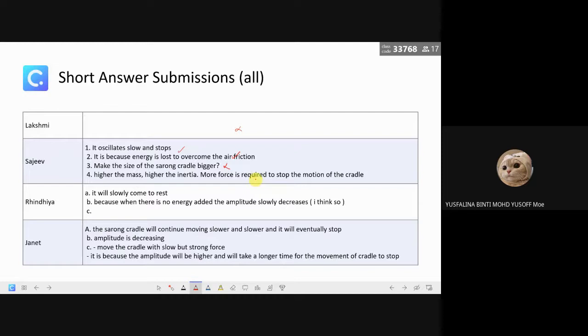More force required. Okay, it will slowly come to rest. You didn't mention the amplitude. Because there is no energy added, the amplitude slowly decreases. Okay, a strong cradle will continue moving slower and slower. Like I said, you must mention the word amplitude: amplitude is decreasing. Move the cradle with the bird with strong force. Just say use a strong force, or use a higher force, to move it. It's because the amplitude will be higher and take a longer time.